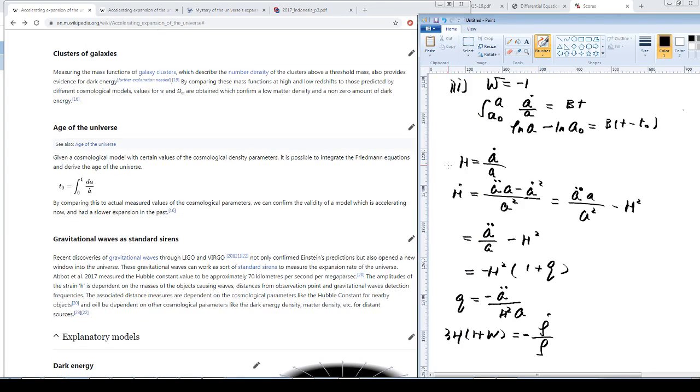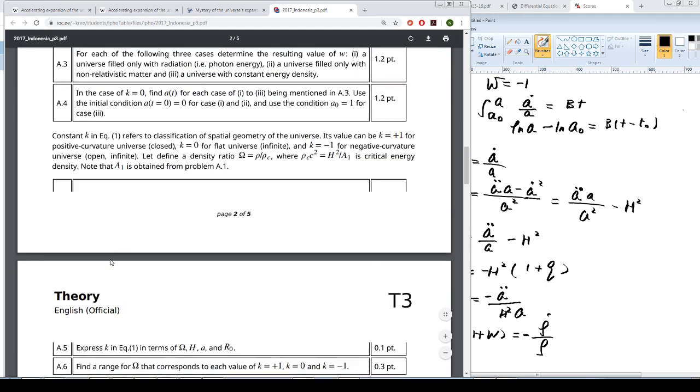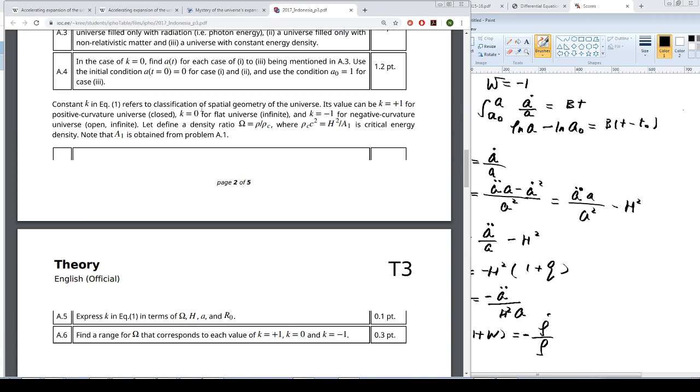Okay, let's see if we can read the next one. Let's see if we can finish this part. Spatial curvature: k equals +1 is positive curvature, k equals 0 is flat, and k equals -1 is negative curvature. Critical energy. Okay.